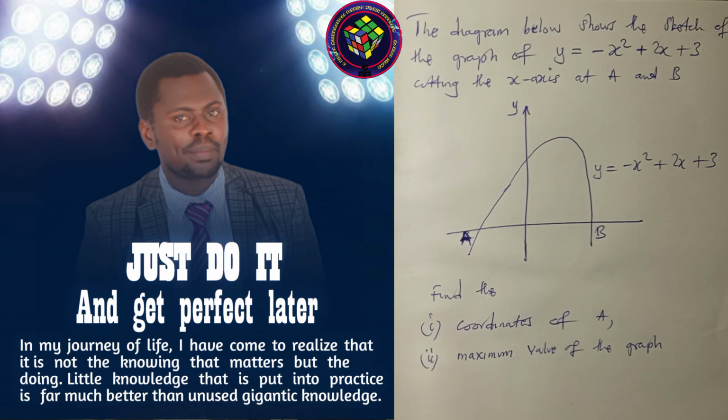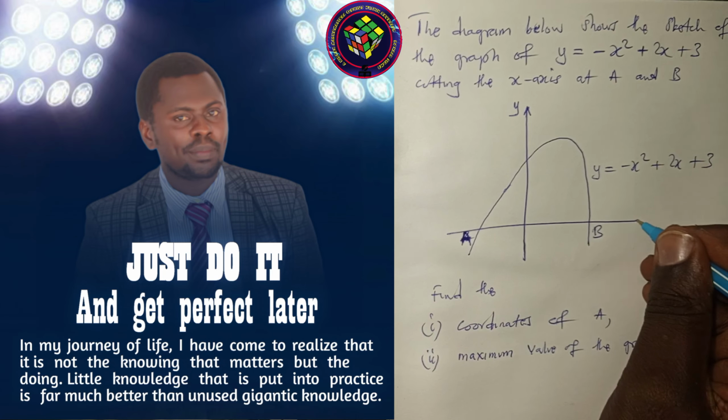The diagram below shows the sketch of the graph of y is equal to minus x squared plus 2x plus 3, cutting the x-axis at A and B. Okay, so that is the graph. Find the coordinates of A.